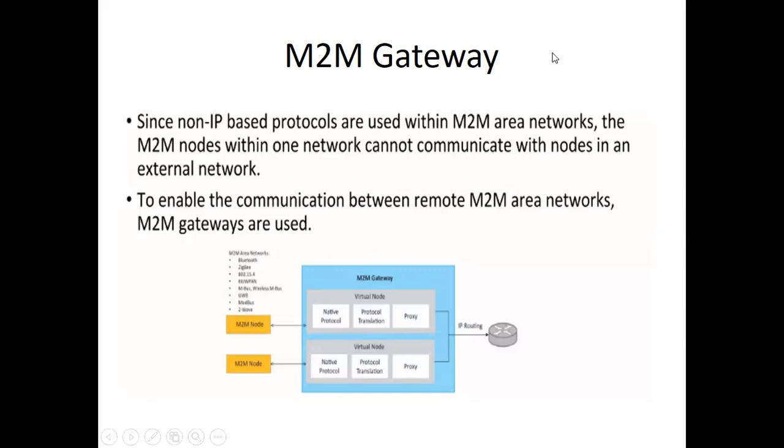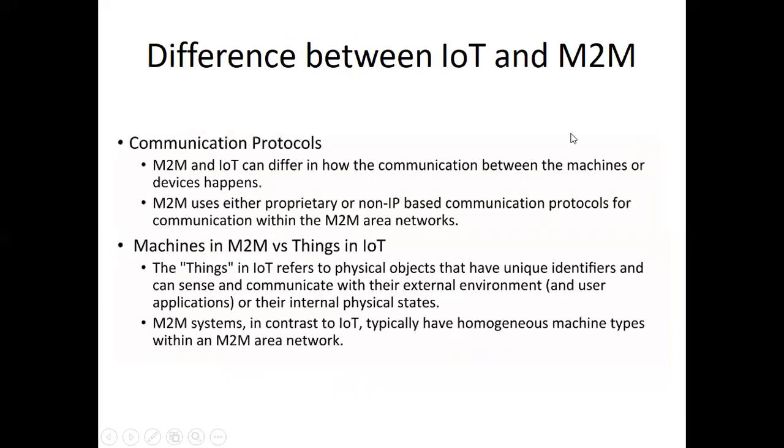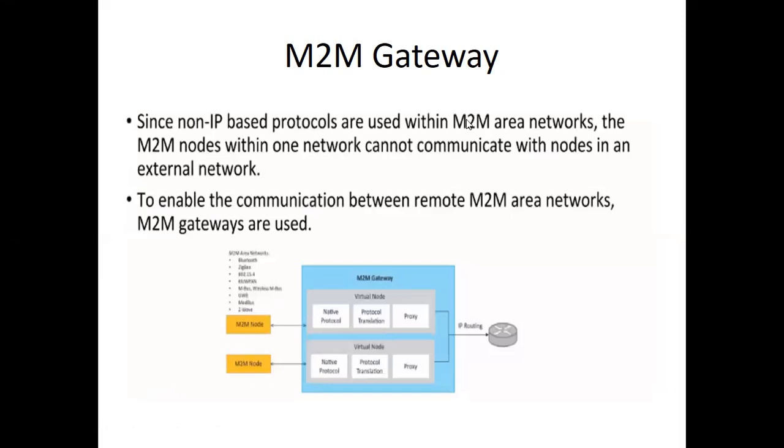Now next, the M2M area network gateway. Since non-IP based protocols are used within the M2M area networks, the M2M nodes within one network cannot communicate with a node in an external network because they are not connected with the internet. So it is not possible. So if you want your machine to communicate remotely, or if you want to enable communication between remote machine to machine area networks, in that case you have to use an M2M gateway. Here in this diagram you can see.